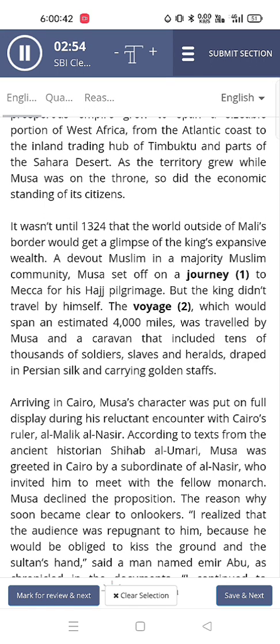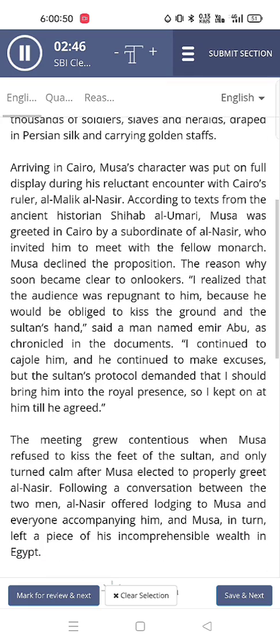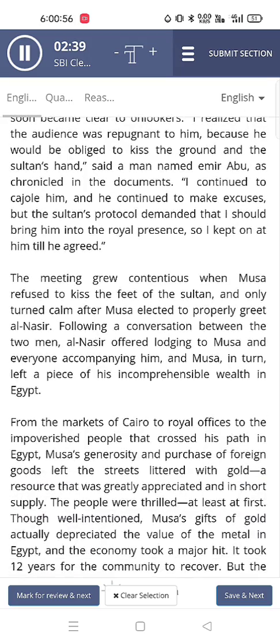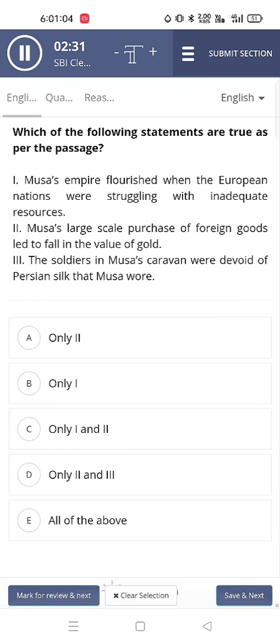Musa's gifts of gold actually depreciated the value of the metal. Yeah, it is right. First is wrong, second is right.